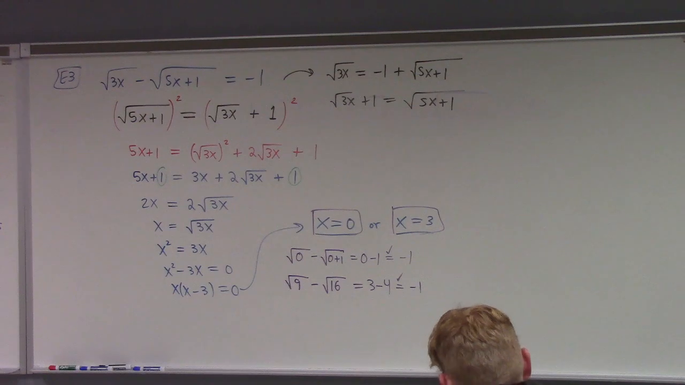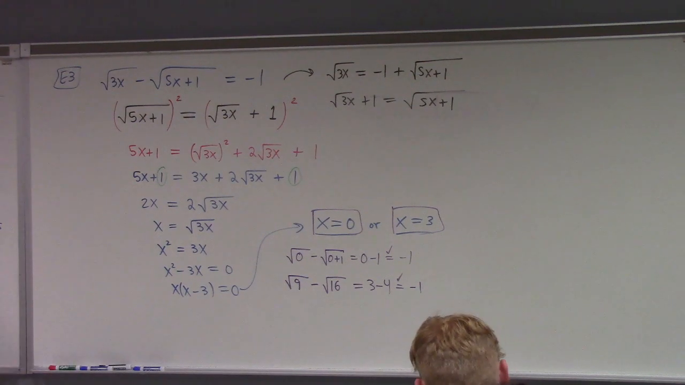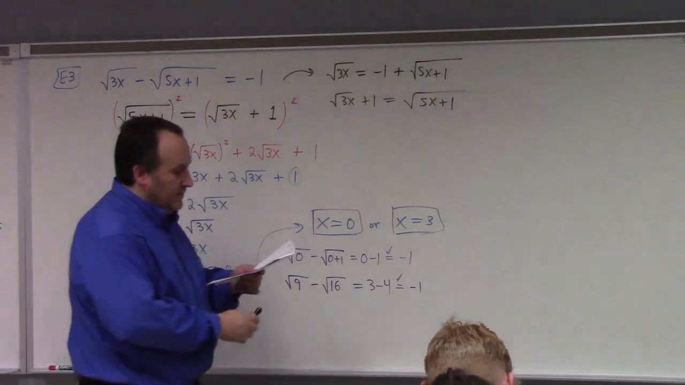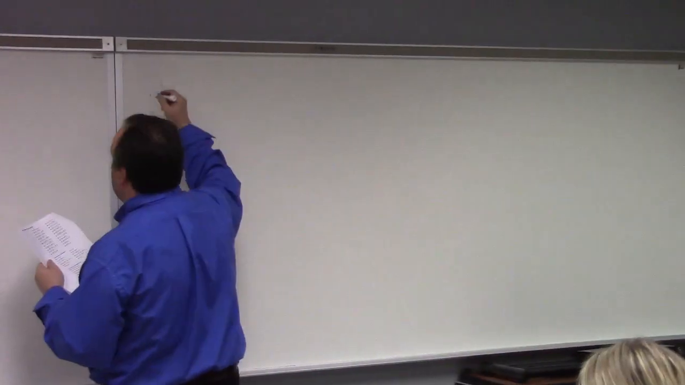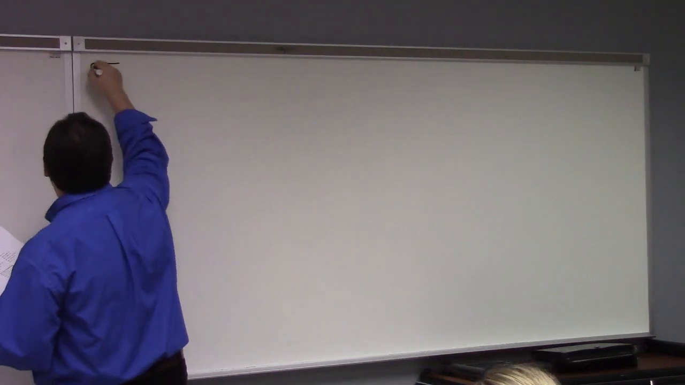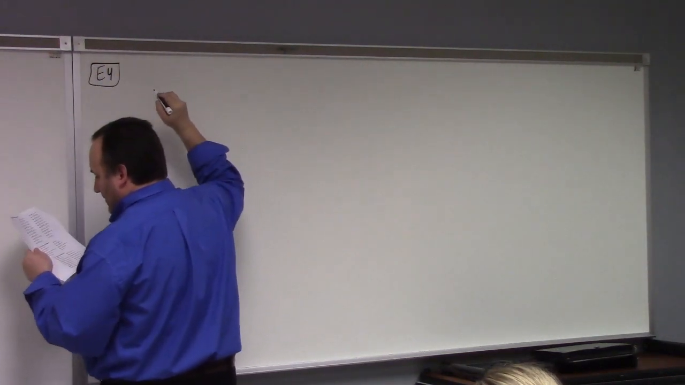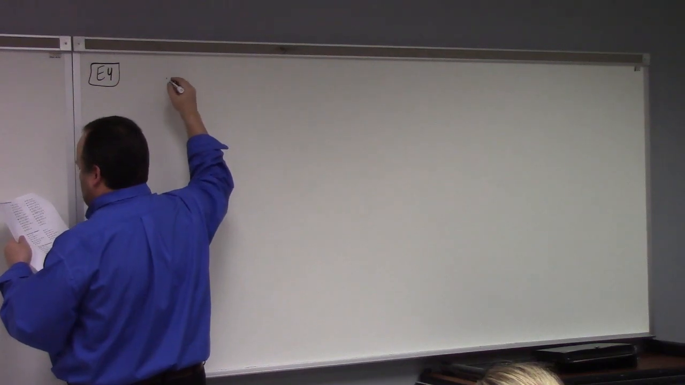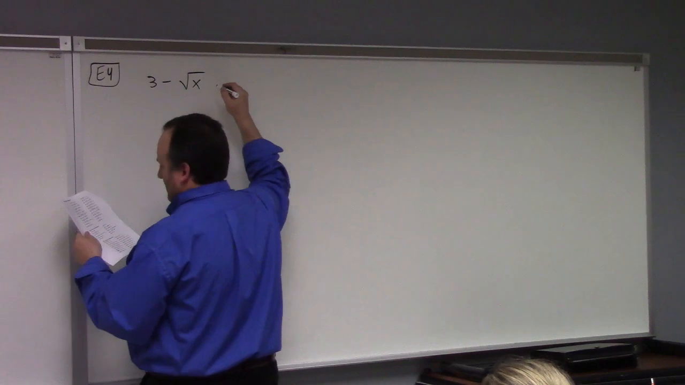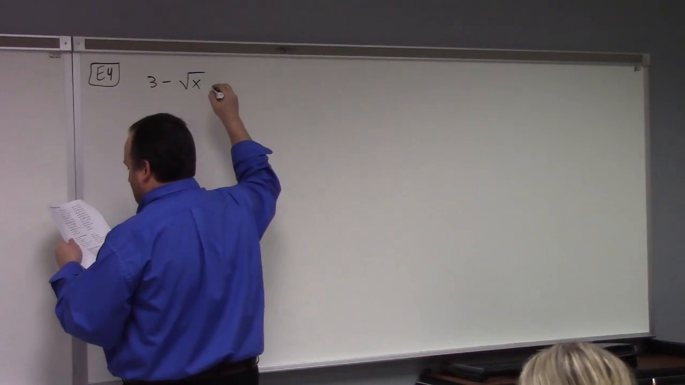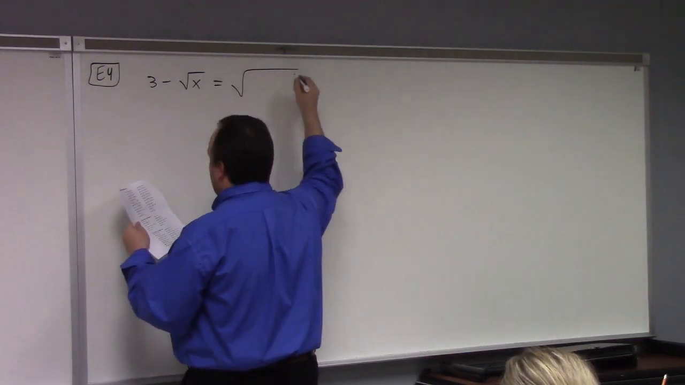All right, let's see what we got here. Let me work one that's a little bit different. So next up on the docket, example 4. Let's take a stab at this one. Oh, ugly. 3 minus the square root of x. I wouldn't even try this with the other section. I just do this for you guys.